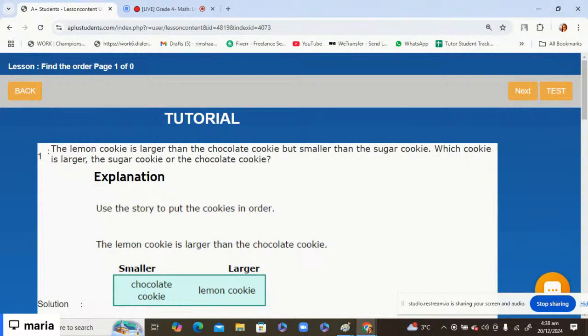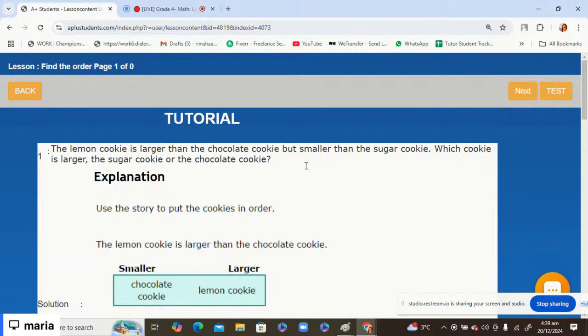So the lemon cookie is larger than the chocolate cookie but smaller than the sugar cookie. So the lemon is larger than chocolate but lower than sugar. It means that sugar is the greatest, then lemon, and then chocolate. So which cookie is larger, the sugar cookie or the chocolate cookie?